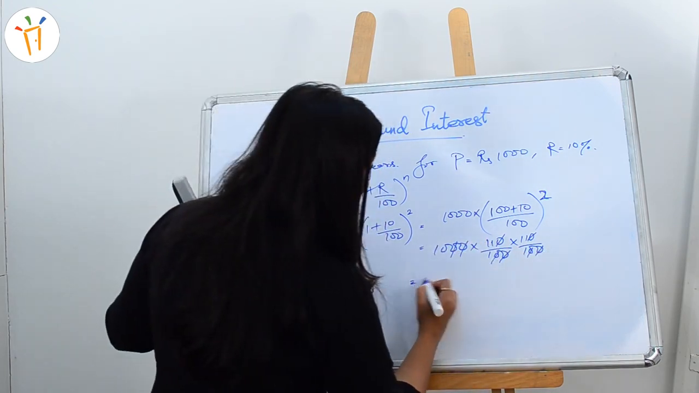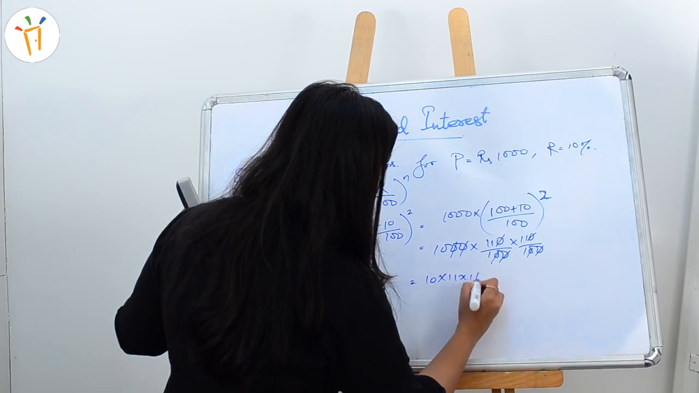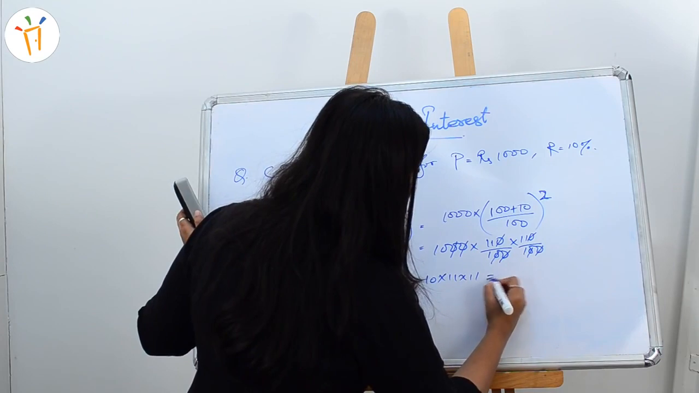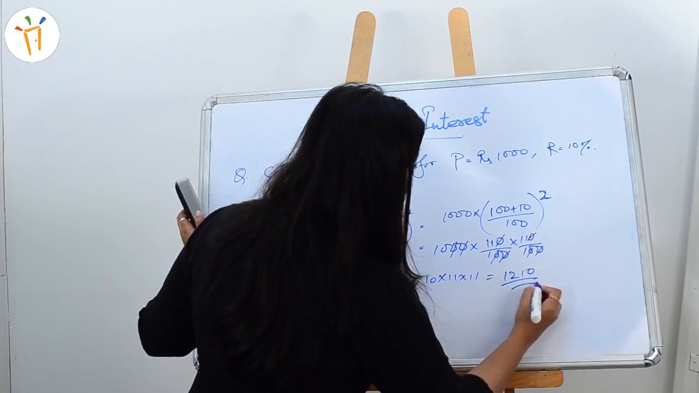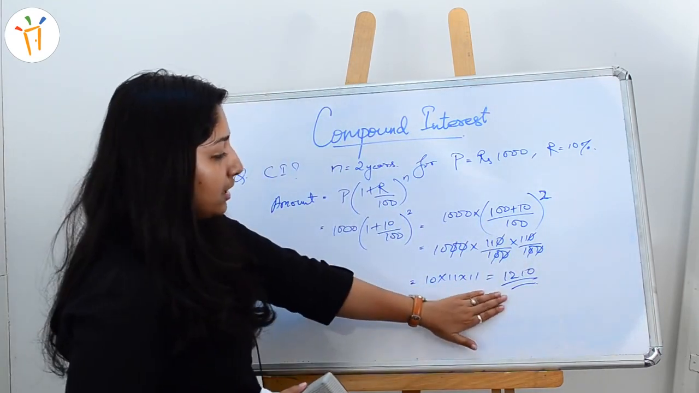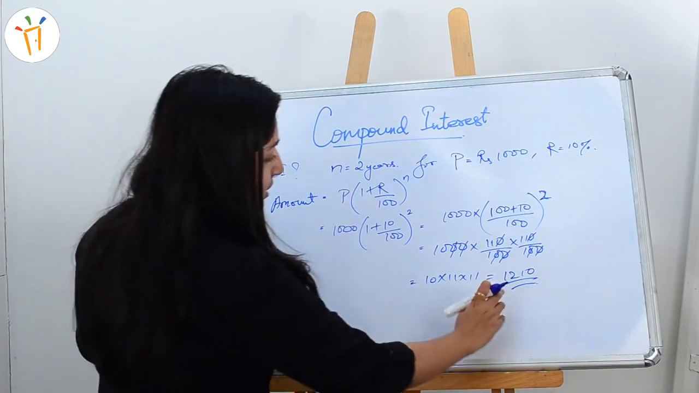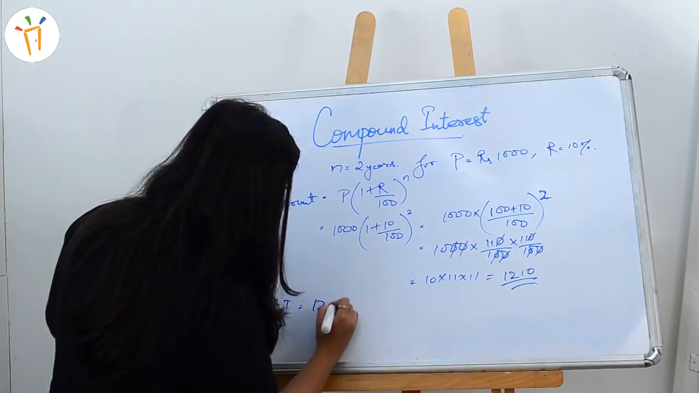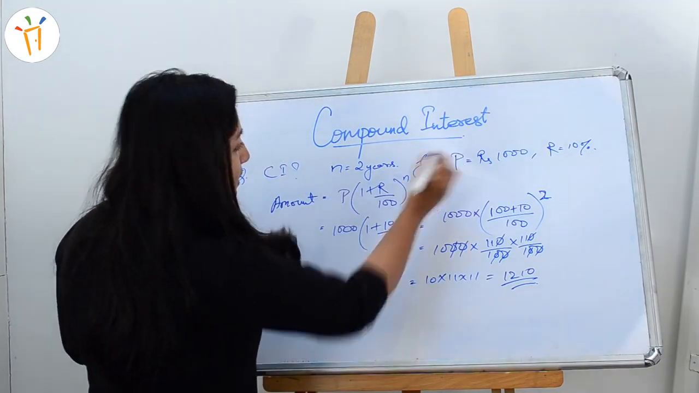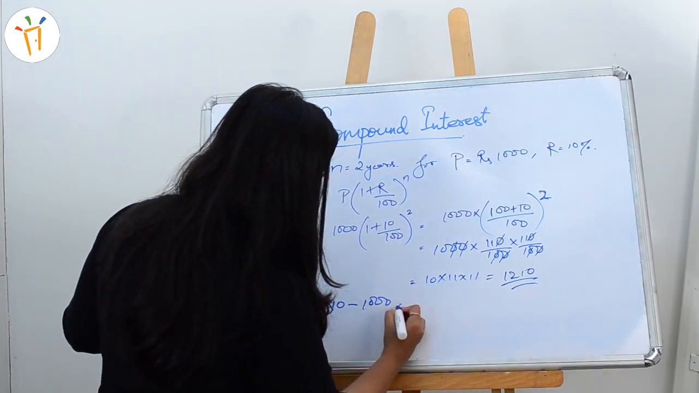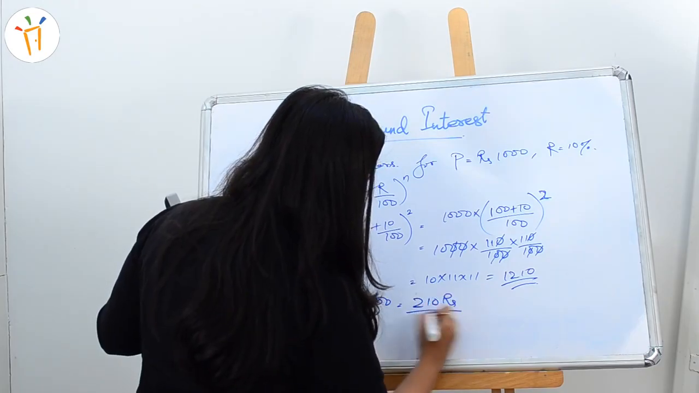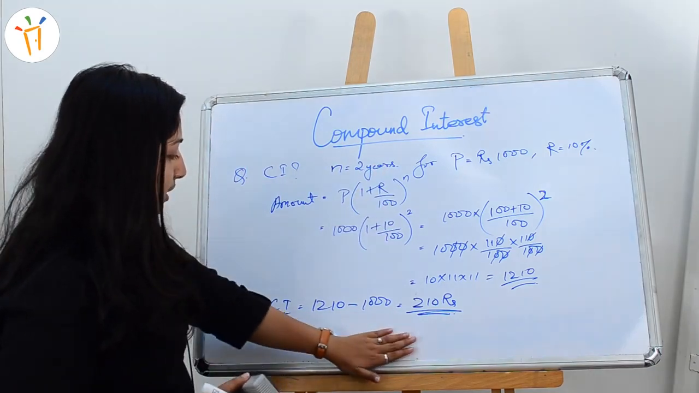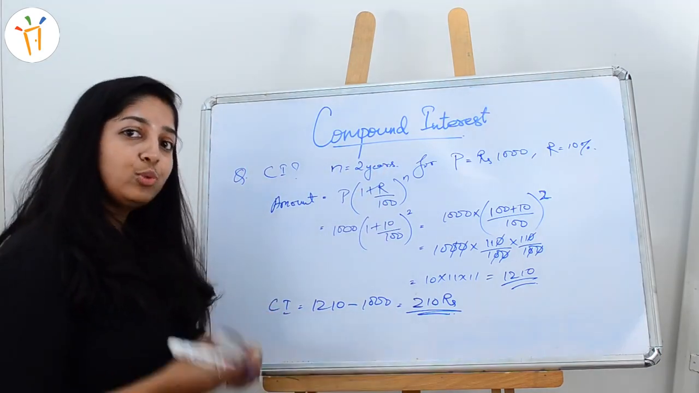So it is 10 into 11 into 11. So 11 into 11 is 121, 121 into 10 is 1210. So at the end of 2 years, the total amount that we receive is 1210. So now the CI would be 1210 minus the P, that is 1000, 210 rupees. So you saw how easily we can put it into the formula and find the value. Let's do one more problem.